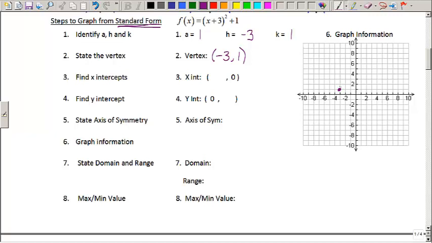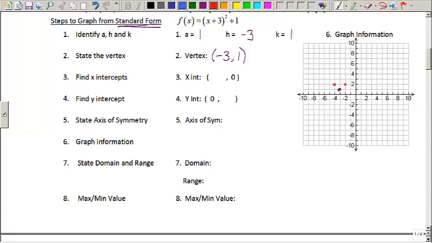I could use my A to get at least 2 more points. My A is a +1, so from my vertex, I can go right 1 and up A, which is 1, and left 1 and up A, which is 1. I have at least 3 points. That's going to get me a fairly good graph, but I'd like a little bit better graph on this particular problem. So I'm going to keep doing my steps, and I'm going to find the x-intercept.